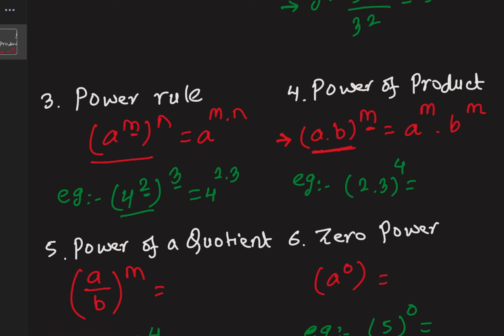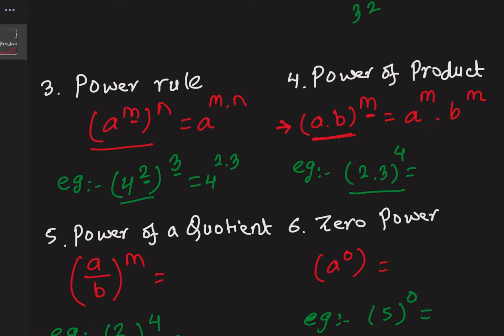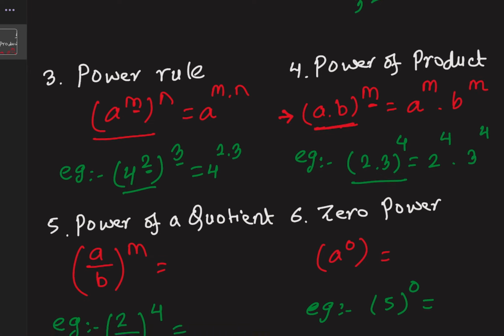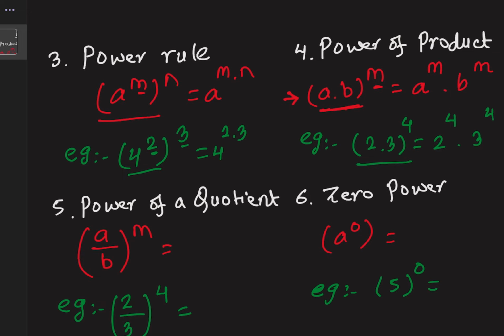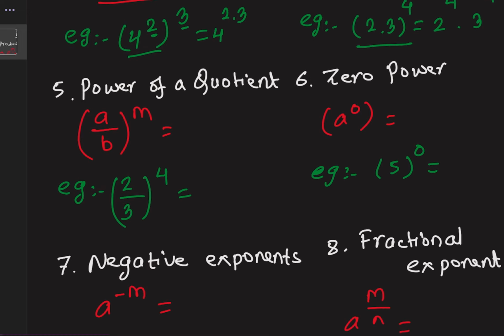For example, we have 2 times 3 to the power 4. We can write this as 2 to the power 4 times 3 to the power 4. This is simply the power of a product rule. And the other rule is the power of a quotient. That is almost similar to the power of a product, but instead of the multiplication sign we have a division sign here.